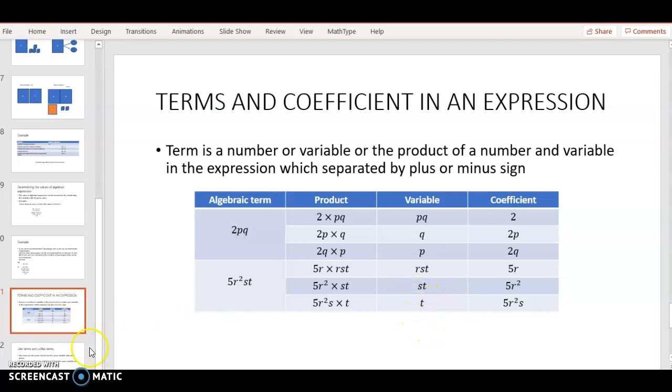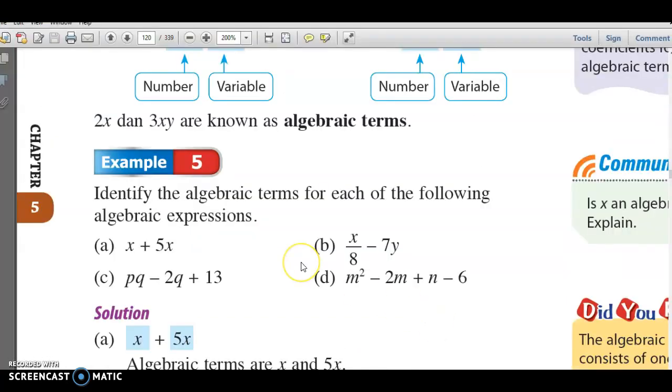So it's easy for you to understand. The first thing that you should do is read the question first. If the question gives you the coefficient, usually you can find the variable based on the letters that are left over. For example, if you have 2, it means that pq is the leftover letters in the algebraic term.